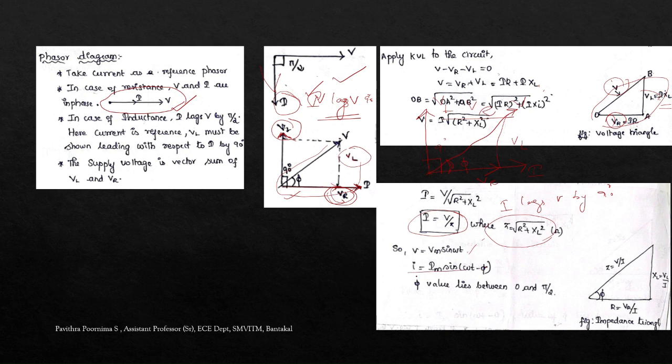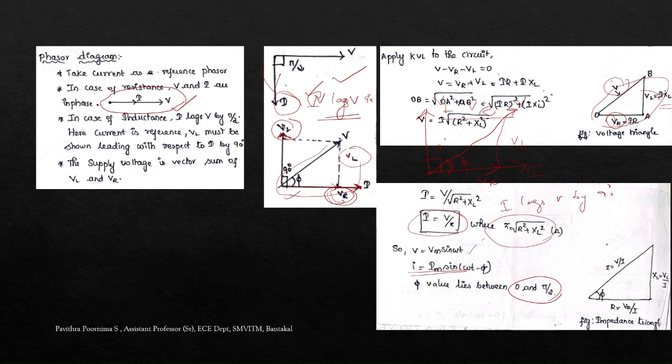And what about the current I? As per this phasor diagram, current lags the voltage by phi. So I equal to Im sin(omega t minus phi). So in a resistor, both are in phase, but in an inductor, it lags. But here it is not by 90 degrees, it's by some angle phi. So phi lies between 0 and pi by 2, minimum 0, maximum 90 degrees.